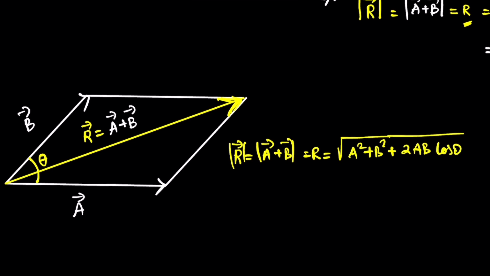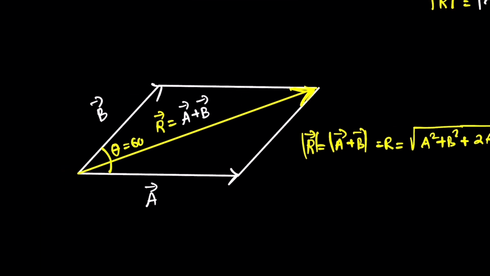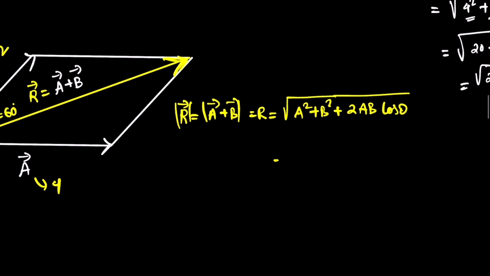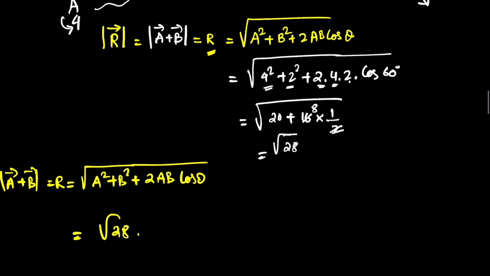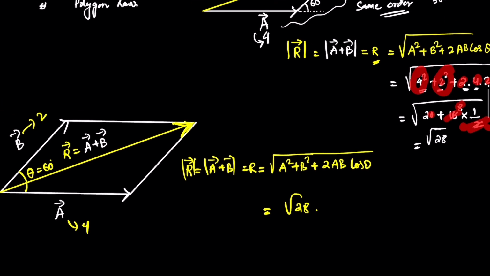Now here, for example, I took the angle as 60 degrees, A is 4 units, B is 2 units. So you'll get the same formula. Let me write root over, if my calculation is right, root over 28. Let's recheck it. 4 square 16, 2 square 4, 16 plus 4 is 20. 2 times 4 times 2 is 16, cos 60 is 1 by 2, cancel. 16 by 2 is 8, 20 plus 8 is 28. So you'll get the same answer.